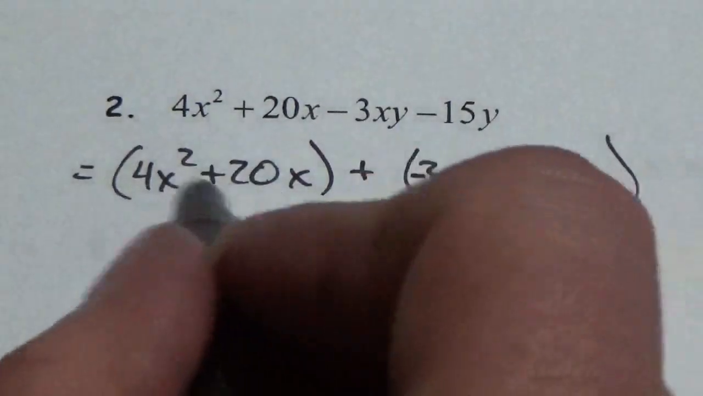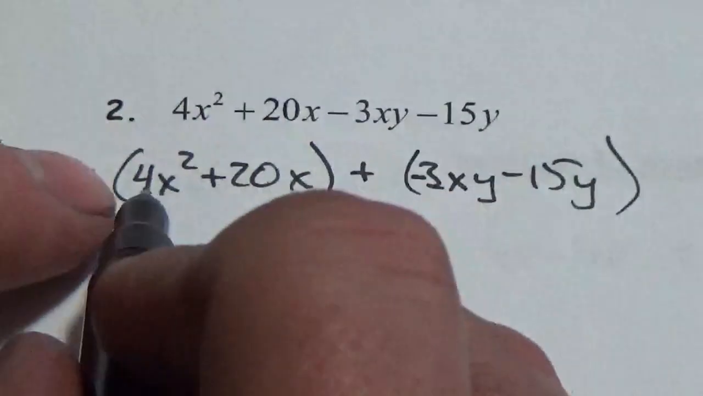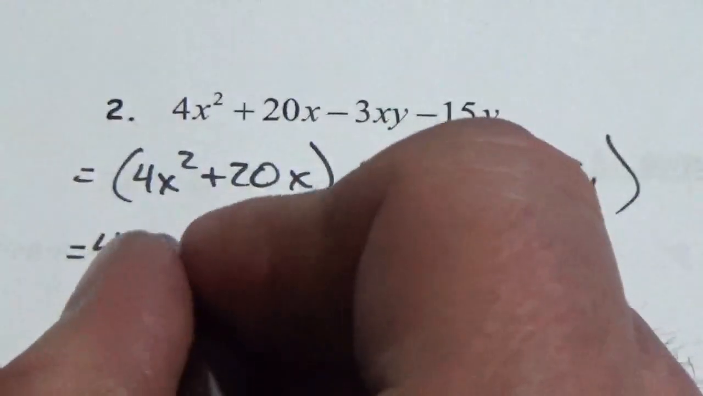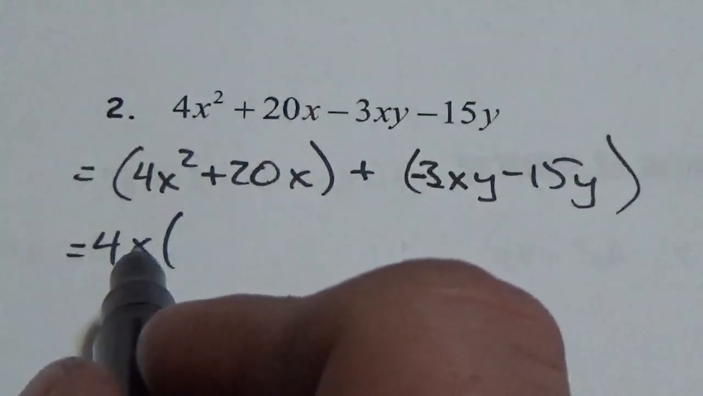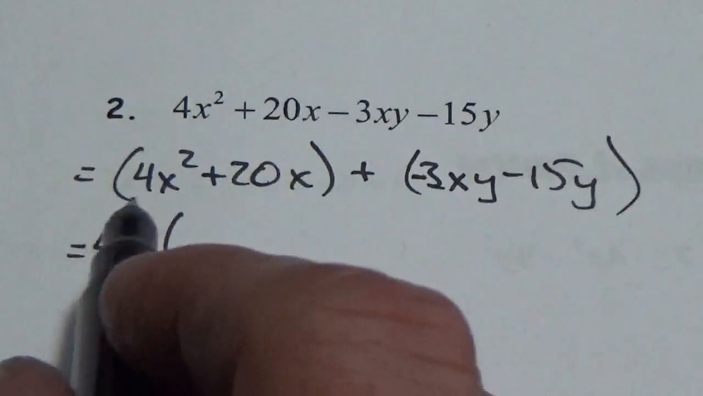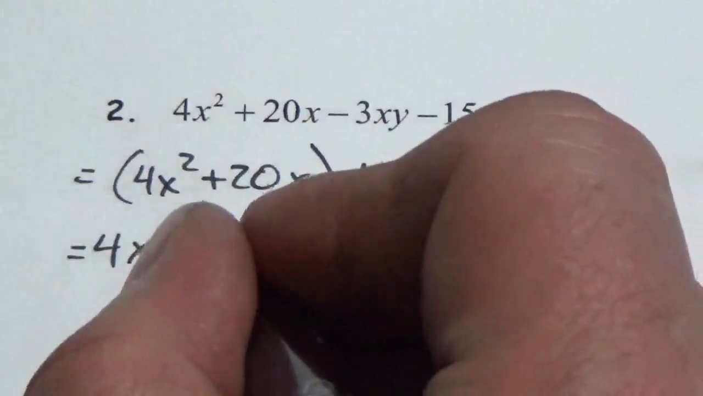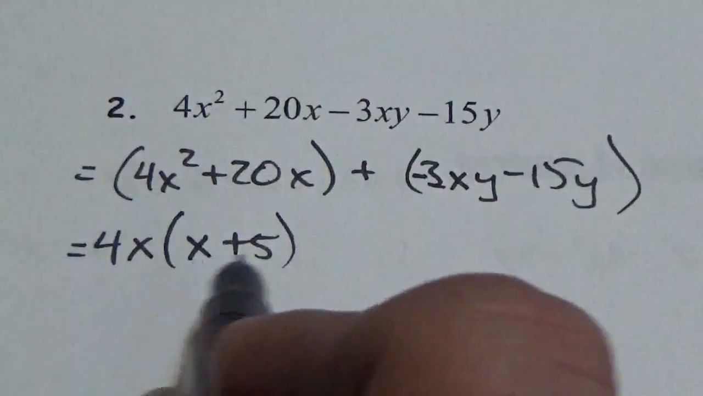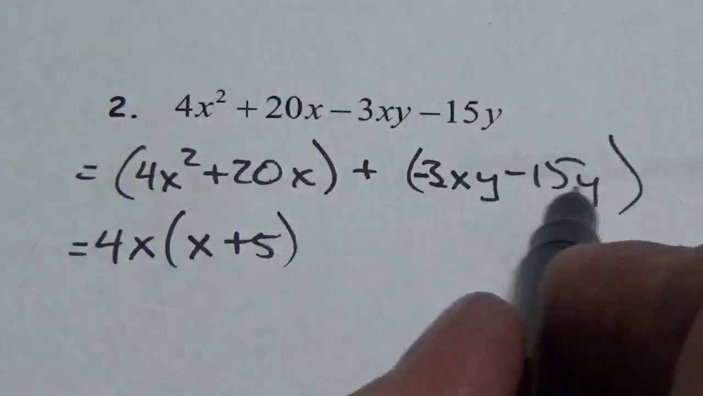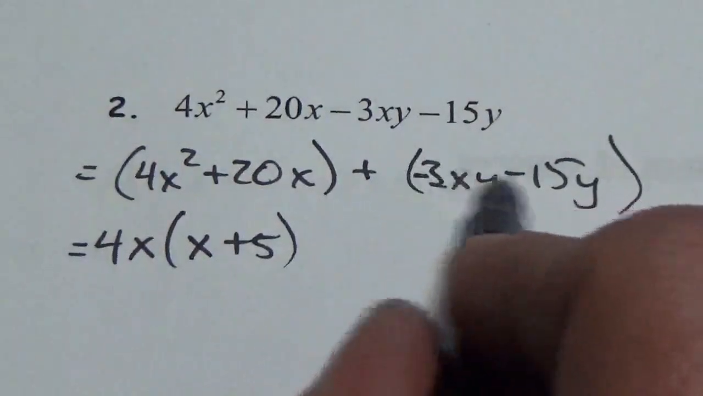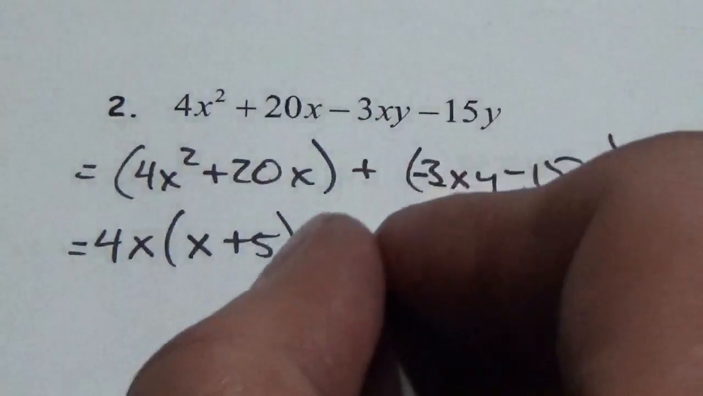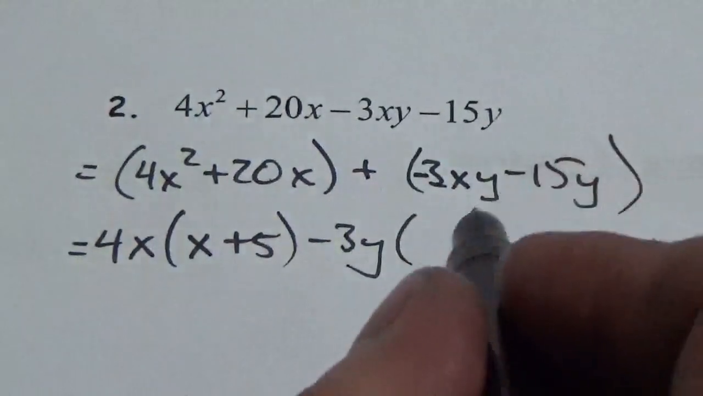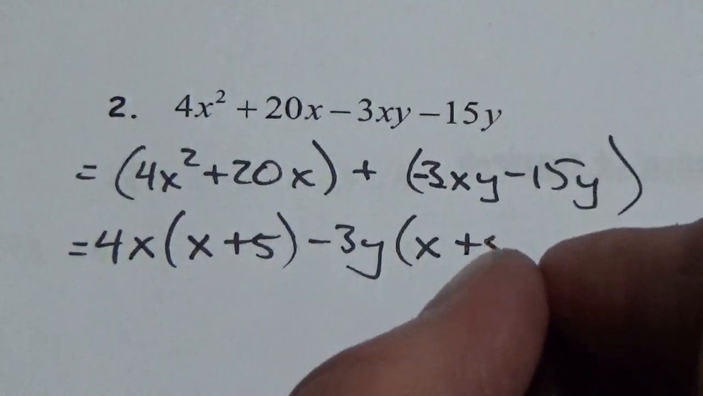And now, what's common to both of those terms? Well, there's a factor of 4 in both of those. There's two x's here, one x there, so I can take that out. So what did I distribute the 4x across to get 4x squared plus 20x? x plus 5. If you divide both of those terms by 4x, you'll get x plus 5. What's common to both of these? Well, the negative 3 and the y. So if I take out a negative 3y, now if I divide both of those terms by negative 3y, I am going to get x plus 5.